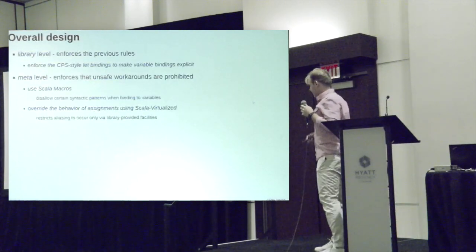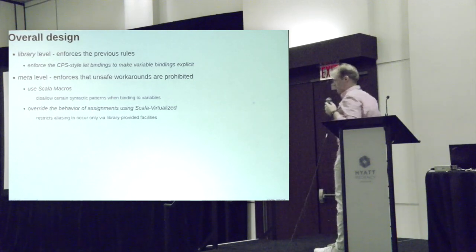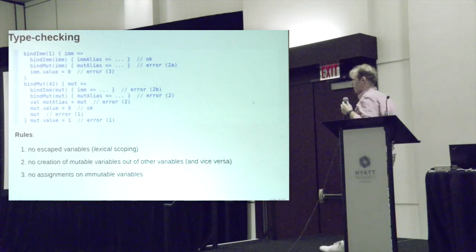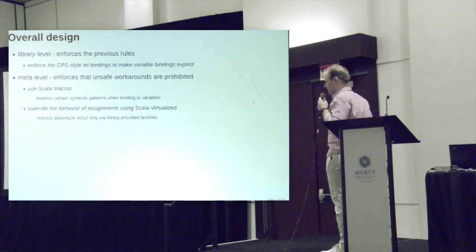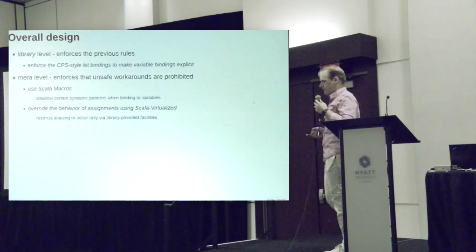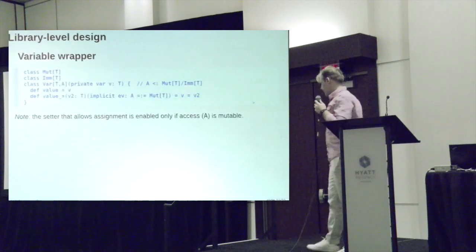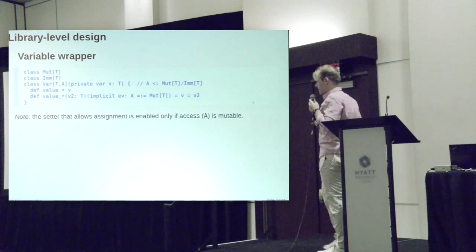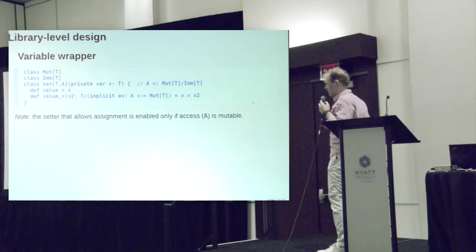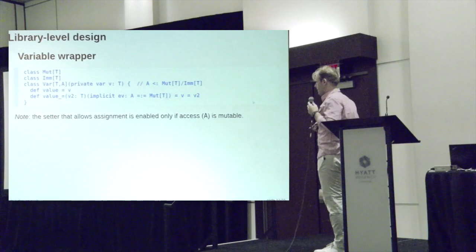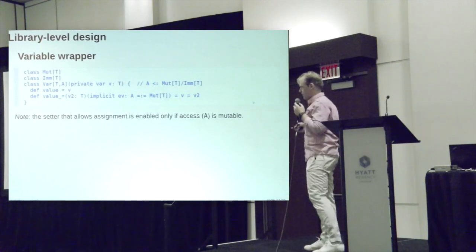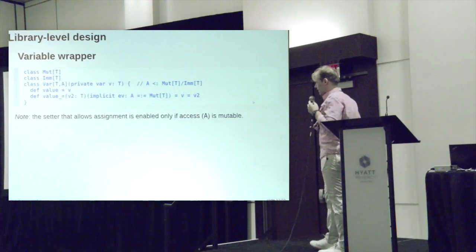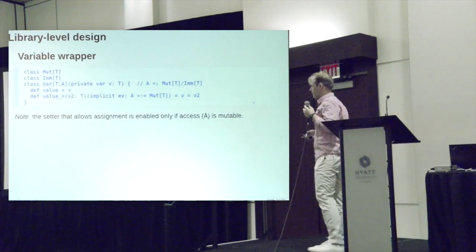So our design is, we have two levels. One is the library level that is going to enforce those three rules mostly, and there is a meta level which will prevent some workarounds. So in the library level design, the first thing we have is a variable wrapper that has two type parameters, the type of underlying memory T and the type of access A, which is either immutable or mutable. The getter is always enabled and the setter is only enabled if access is mutable.